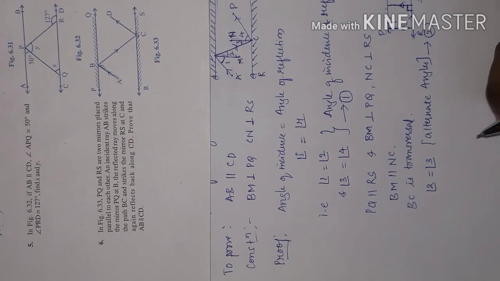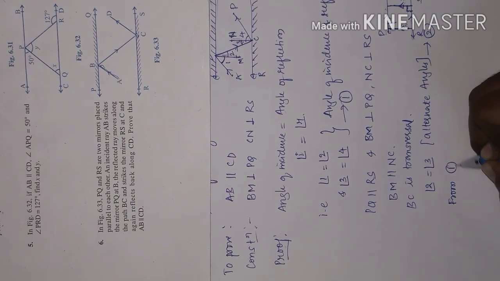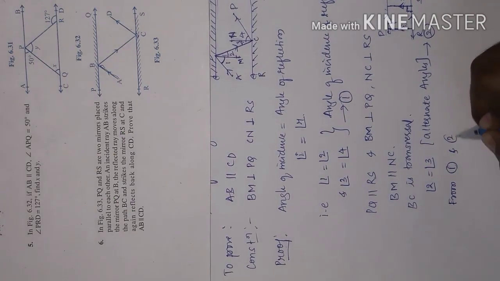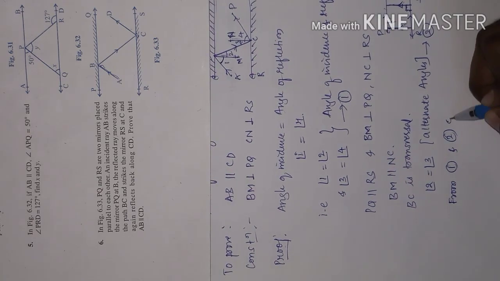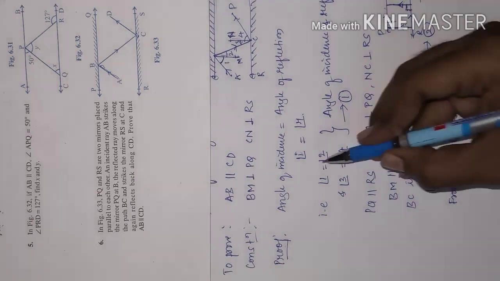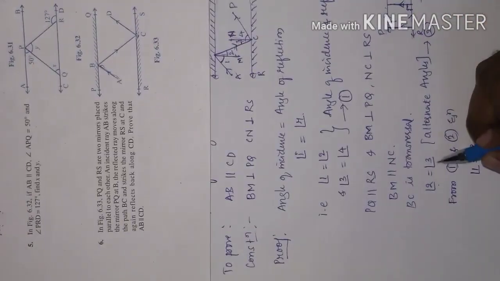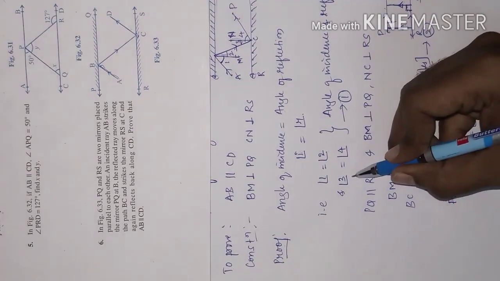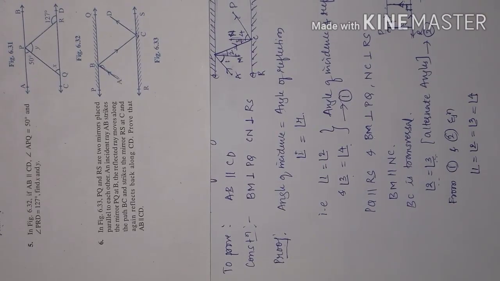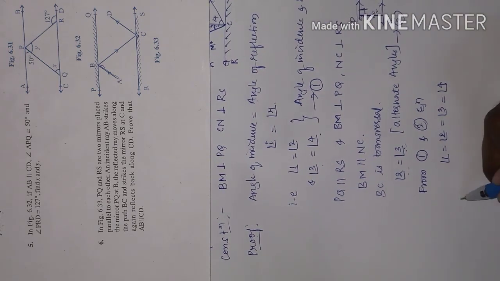So from equations 1 and 2, what we can say is that angle 1 is equal to angle 2. Yes or no? Now angle 2 is equal to angle 3. Can I write angle 3 here? Yes or no? Now angle 3 is equal to angle 4. Yes. So all angles are equal to each other. Clear with this? Now let us consider this part.